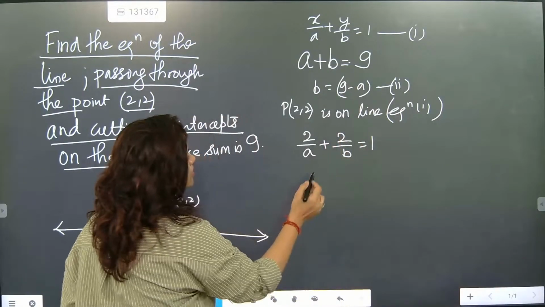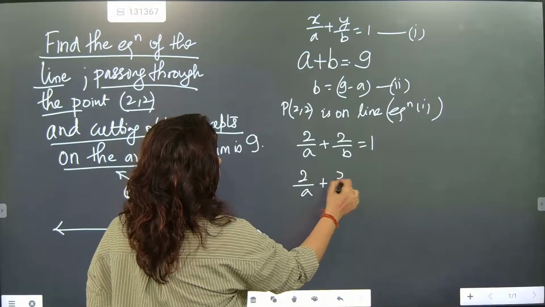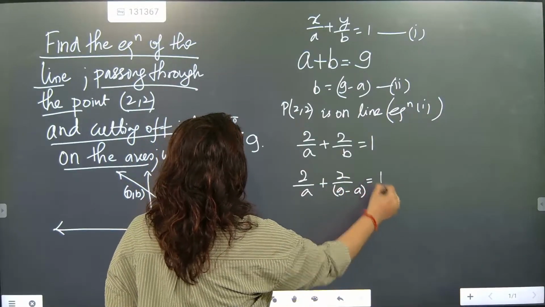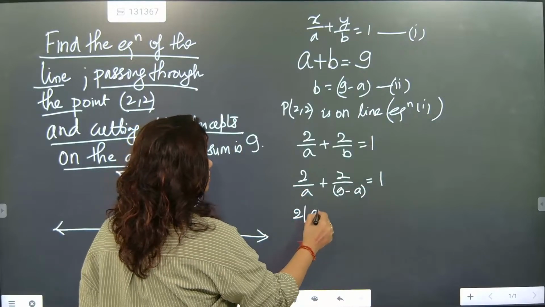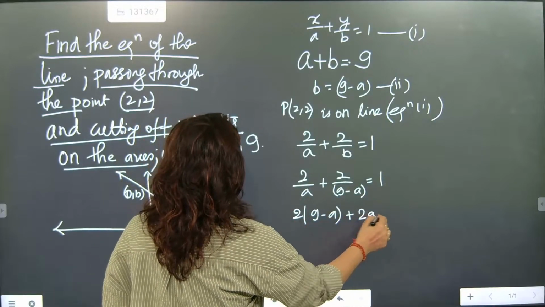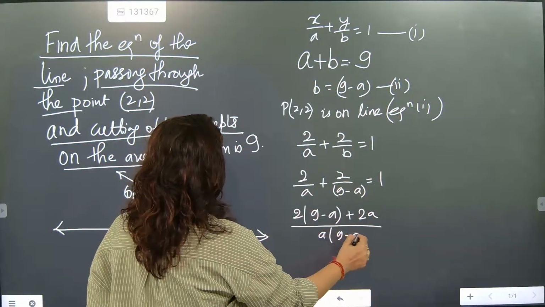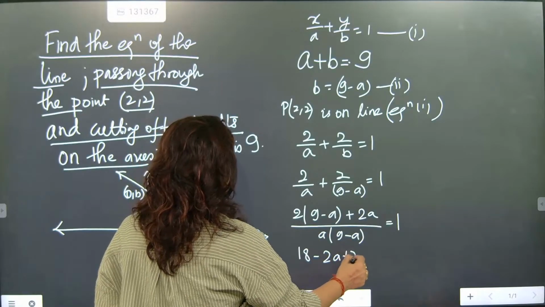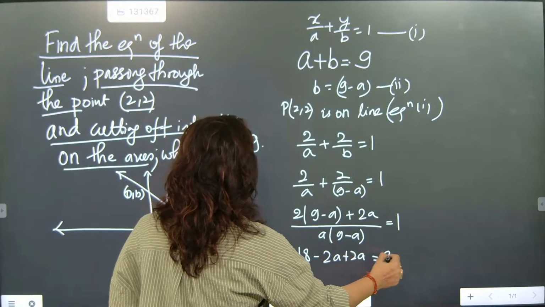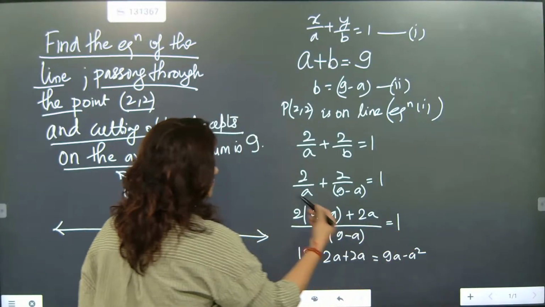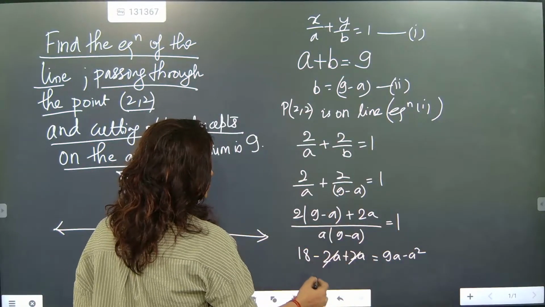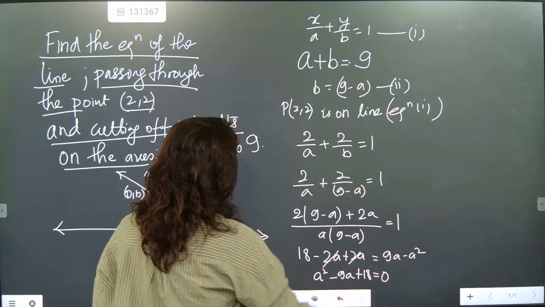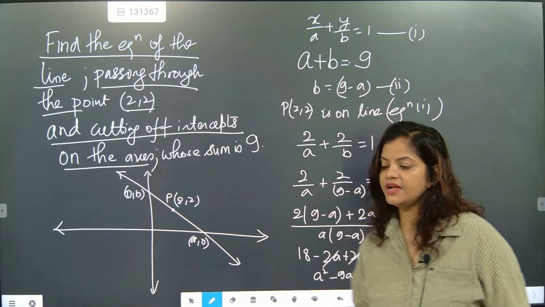Now here b is equal to 9 minus a. So 2 by a plus 2 by (9 minus a) equal to 1. We can solve it like this. It will become 2(9 minus a) plus 2a, upon a(9 minus a), equal to 1. So 2 nines are 18 minus 2a plus 2a, it will become 9a minus a square. Cross multiplication I did, and this and this got cancelled. Shift this side: a square minus 9a plus 18 equal to 0.